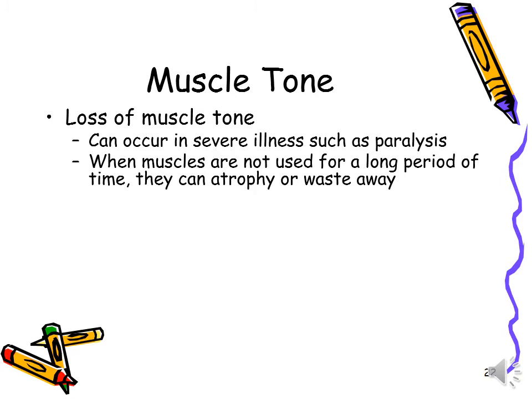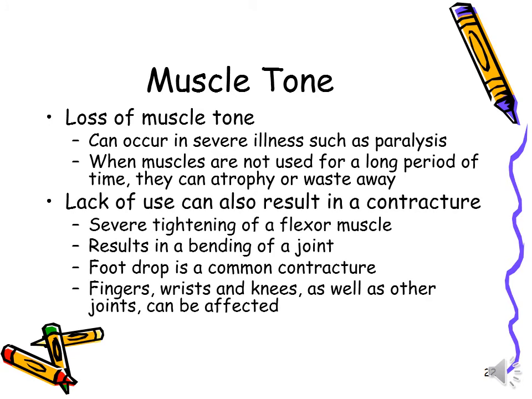It can occur in severe illness. It can occur with things like paralysis. A loss of muscle tone can also occur when the muscles are not used for a long period of time. They can actually atrophy, which means waste away. So they actually get smaller. They lose their bulk, so to speak.